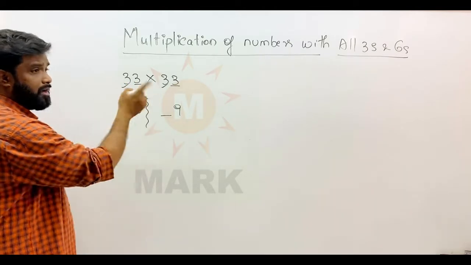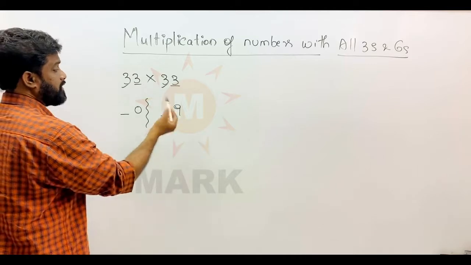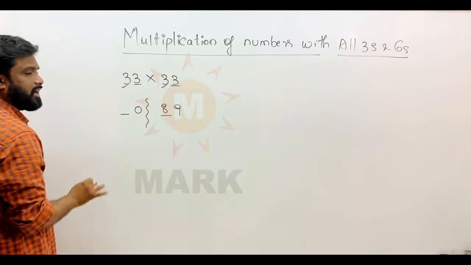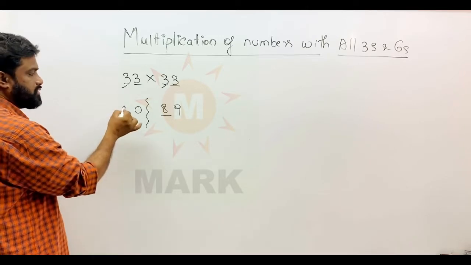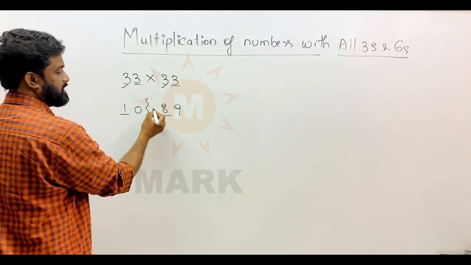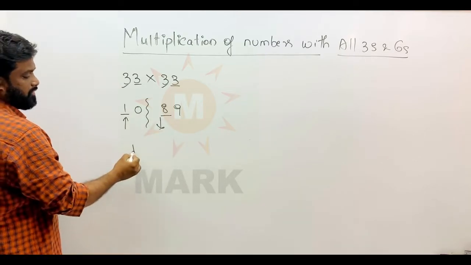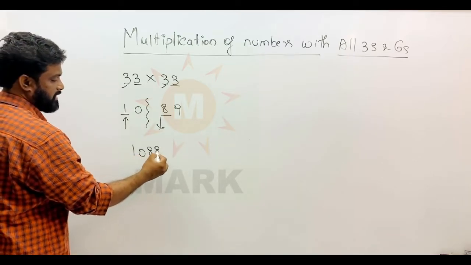And remember, both the numbers of 3's are the same. So on this side you write one number less than 9's partner, that is 8, and on this side you write one number more than 0, that is 1. So on this side it is the lesser number, and on this side it is the greater number. So the answer will be 1089.